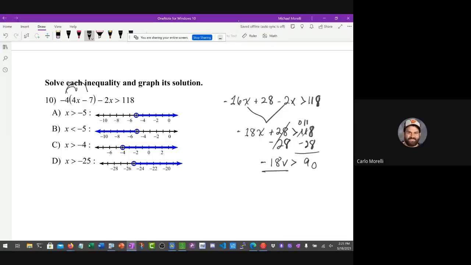Now we're going to divide both sides by a negative number, which means we have to flip the sign. We're dividing by negative 18. Cancel, cancel. X is now less than negative 5. So we're looking for an open circle at negative 5 pointing to the left. So it looks like B to me.